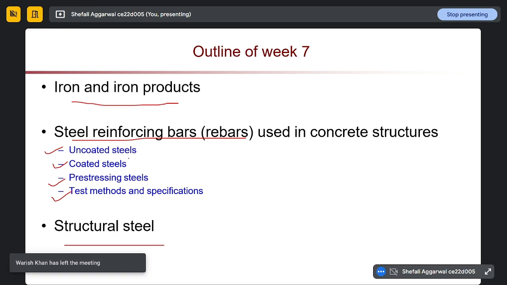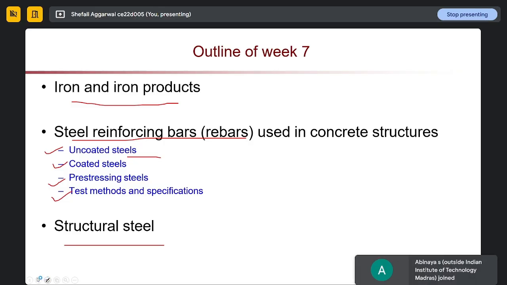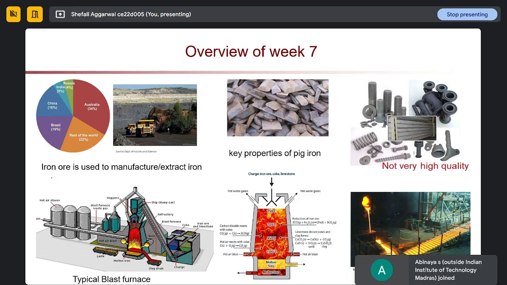So by this week, you might have studied only about the uncoated steels. So we will just have a quick overview of this week. So first thing is how we extract or get iron.